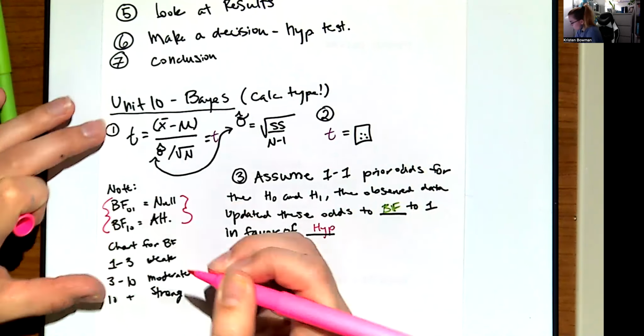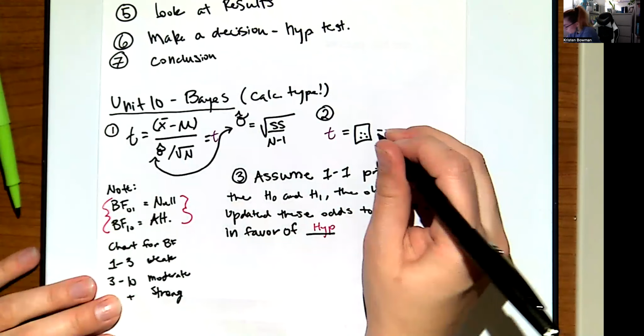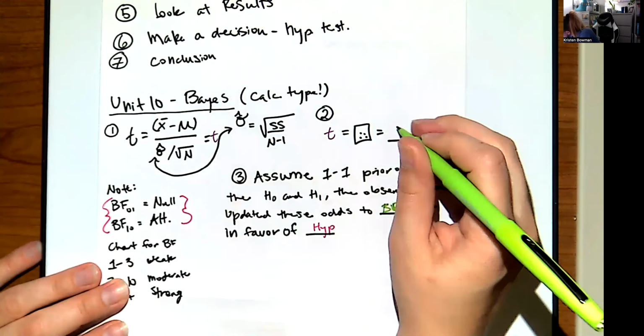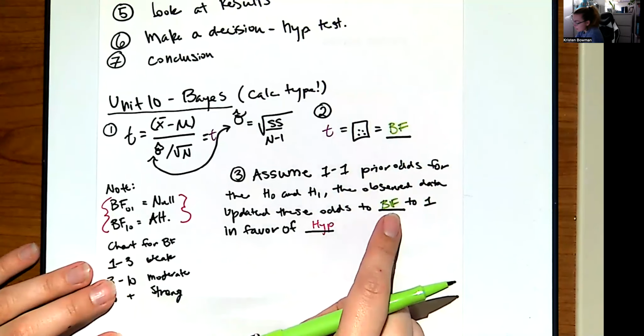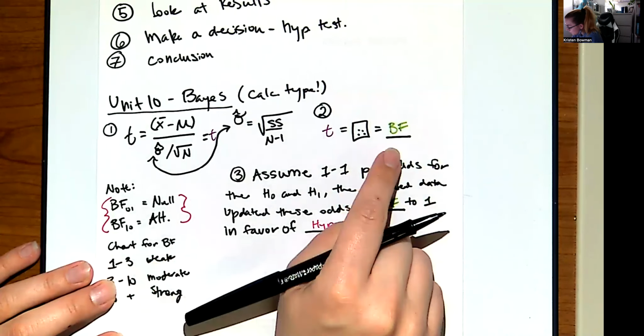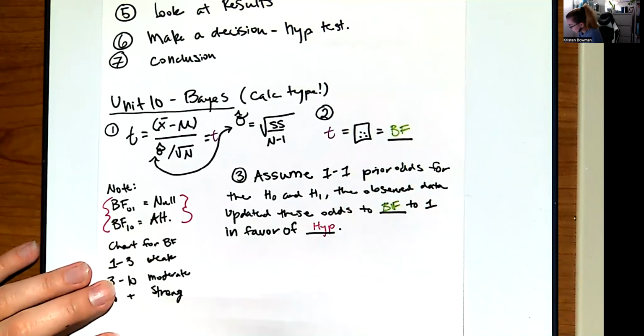So actually, I'm also going to write this. We get the Bayes factor from the calculator and plug it into here. And then we have in favor of which hypothesis, right? It tells us here, but I want you to remember which one. BF01 means null and BF10 means alternative.